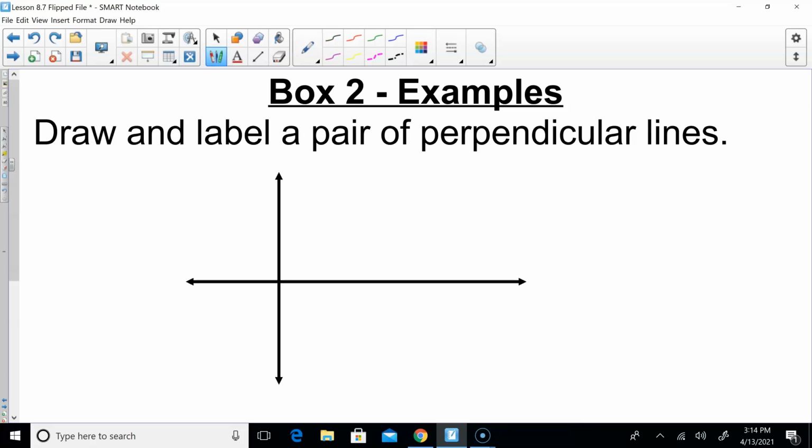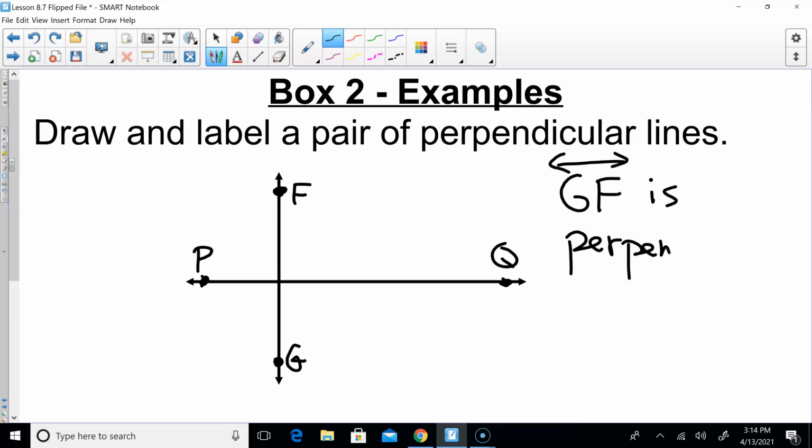I need to label my lines again. So I'm going to label this one FG and this one PQ. So here we know we have line GF is perpendicular to line PQ. And I can even add these little right angles to really show that these are perpendicular. In case I don't have a straight edge, that's why I always recommend trying to use a ruler or a straight edge to draw nice straight lines.